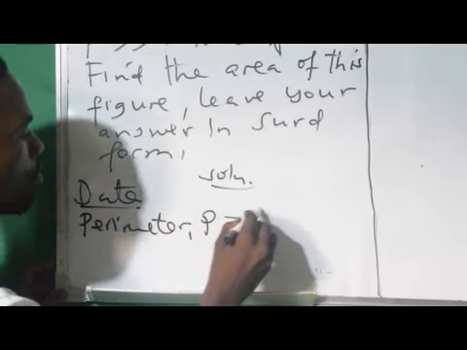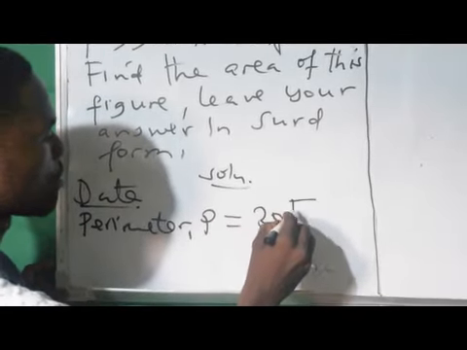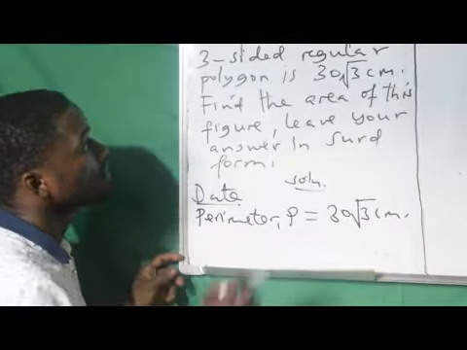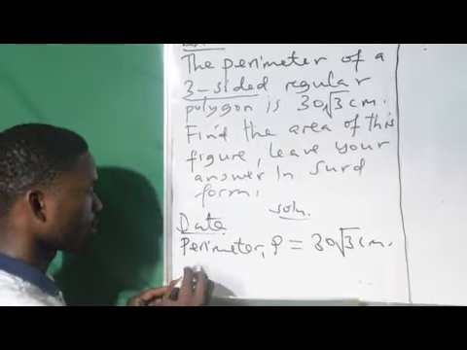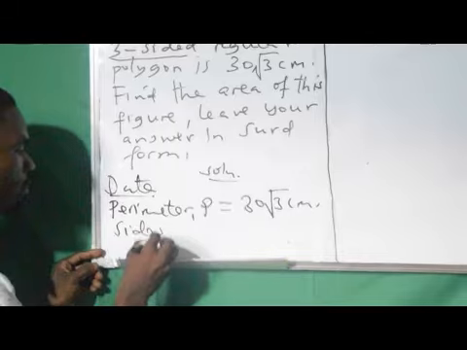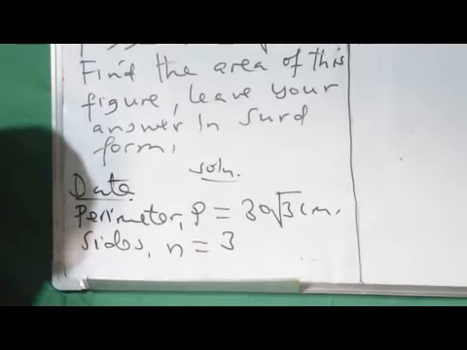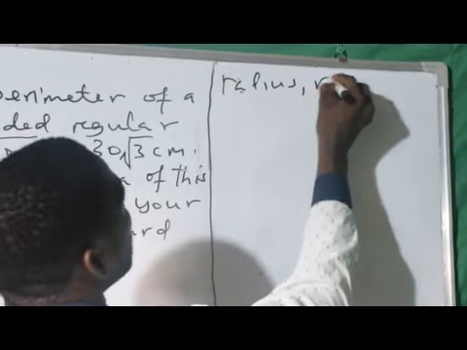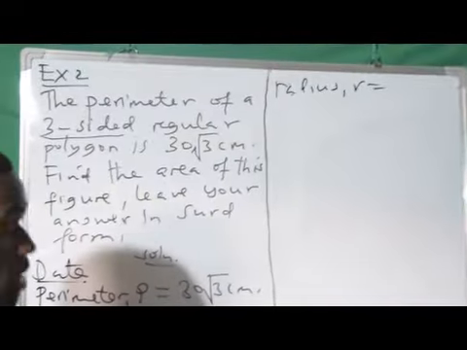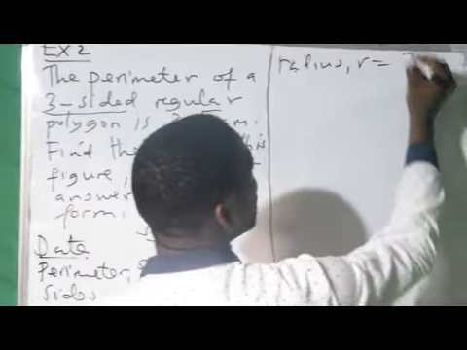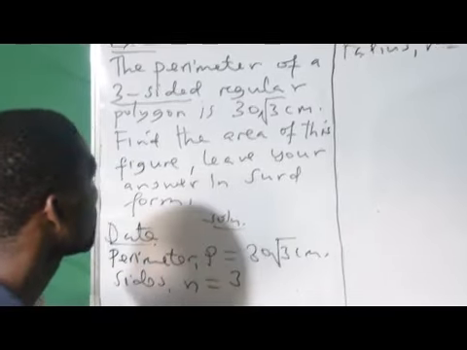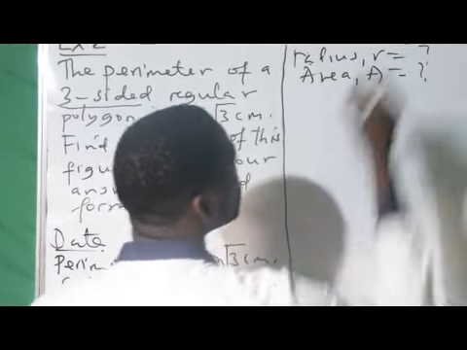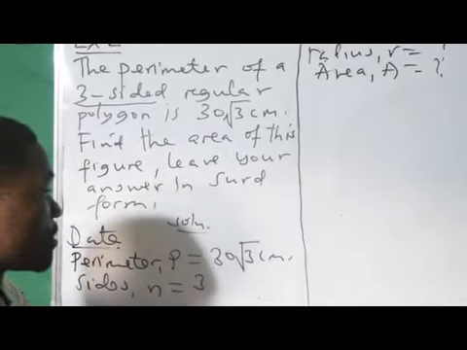Here you are given the perimeter to be 30 times the square root of 3 centimeters. This kind of shape has 3 sides, so the number of sides n is given to be 3. But the radius r of the circle is not given, so it is unknown. And you are also told to find the area A of the regular polygon, so it is also unknown.